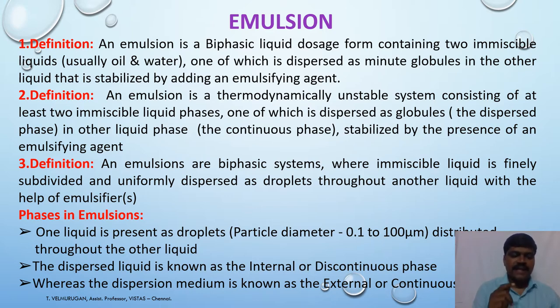Okay, see, those are the phases in an emulsion. One liquid is present as droplets distributed throughout the other liquid. So those are the two phases. The dispersed phase particle size ranges from 0.1 to 100 micrometers. The dispersed liquid is known as the internal or discontinuous phase, whereas the dispersion medium is known as the external or continuous phase. Simple.